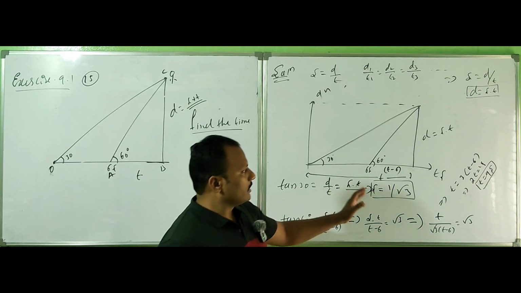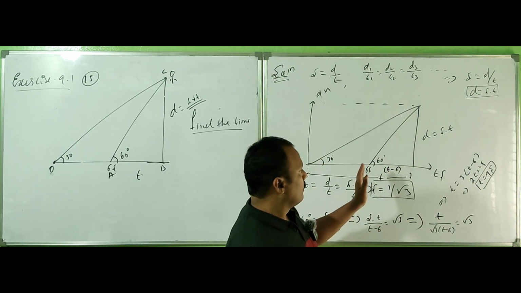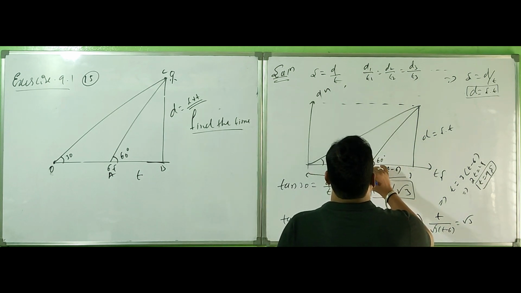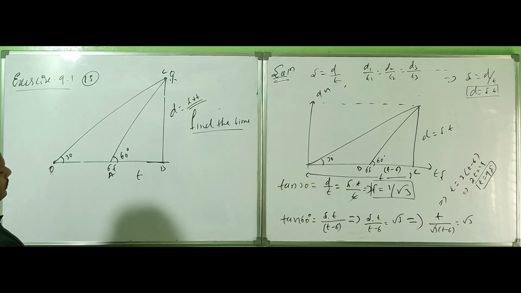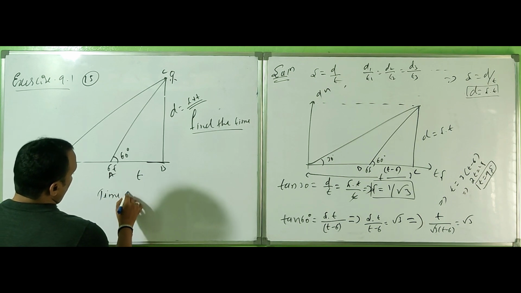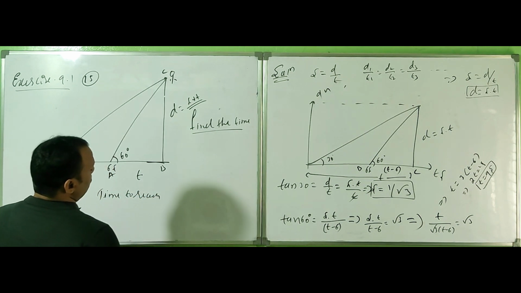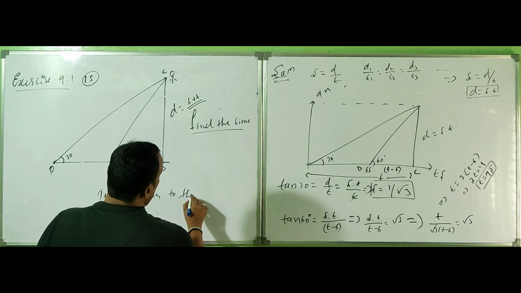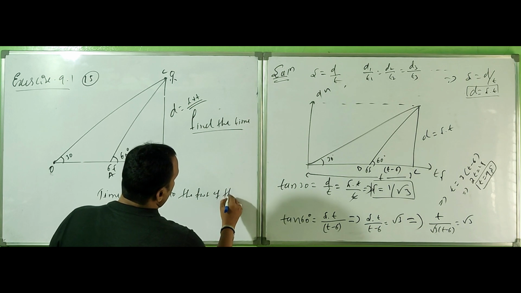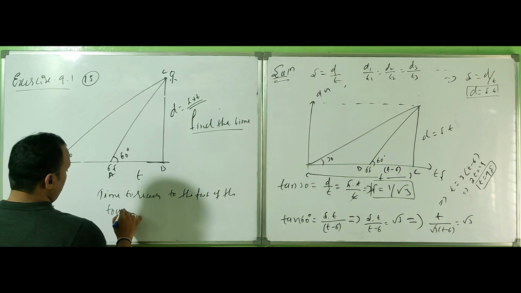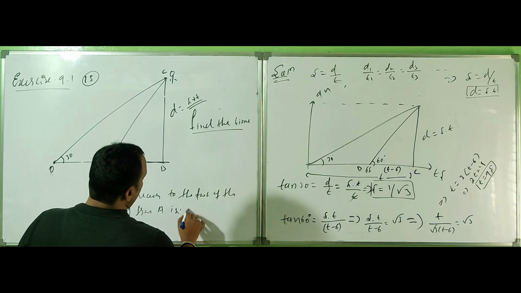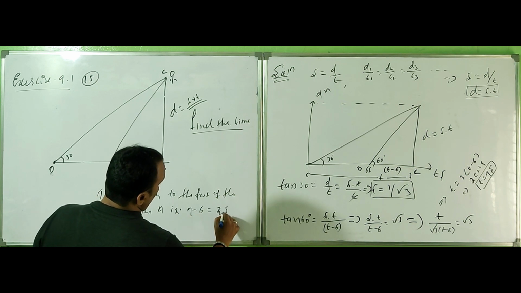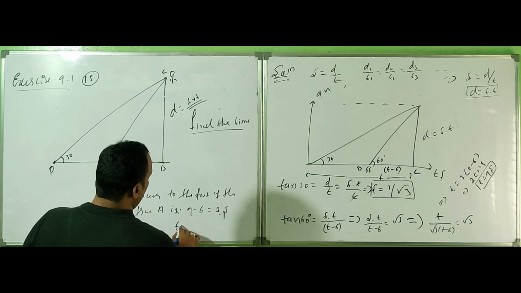But the question asks for the time to reach the foot of the tower from point A, that is from point B to C. Time to reach the foot of the tower from point A is 9 minus 6, equal to 3 seconds. Therefore, T is equal to 3 seconds.